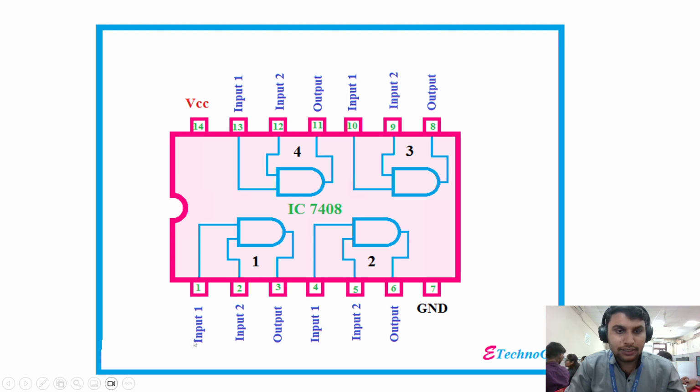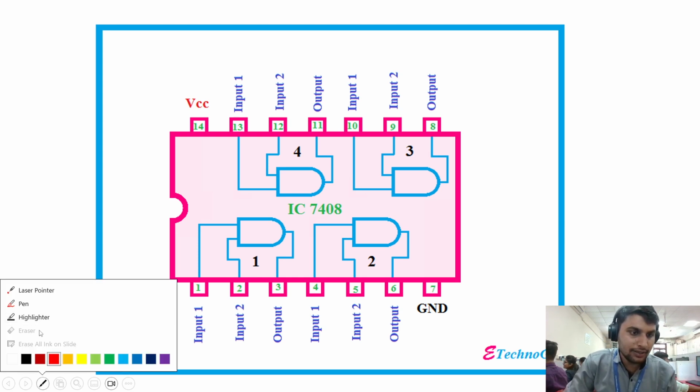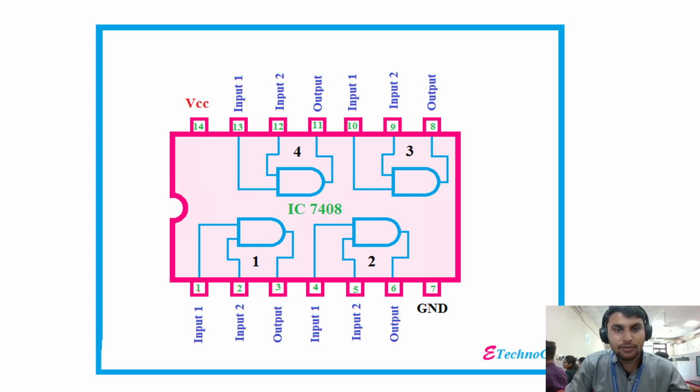For the input we are selecting 1 and 0. Similarly for input number 2, either 1 or 0. So how do we do the connection? Let me show you. This is the first input of the first gate and the second input of the first gate. So we have to connect a slide switch to pin number one and a second slide switch to pin number two. We already know that the slide switch has three terminals, first, second and third.